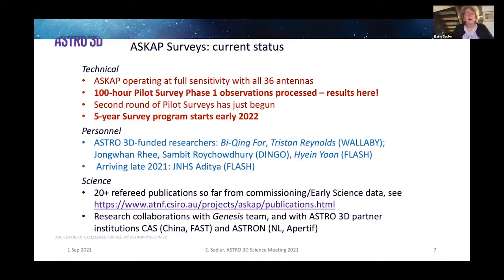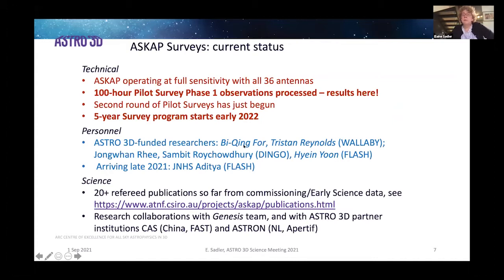So where are we now? For at least a year now, we've had ASKAP operating at full sensitivity with all its antennas. We've carried out a 100-hour pilot survey for each of these 3 projects. The data has been processed. We're going to see some results here. And we're starting the main 5-year survey program early next year.